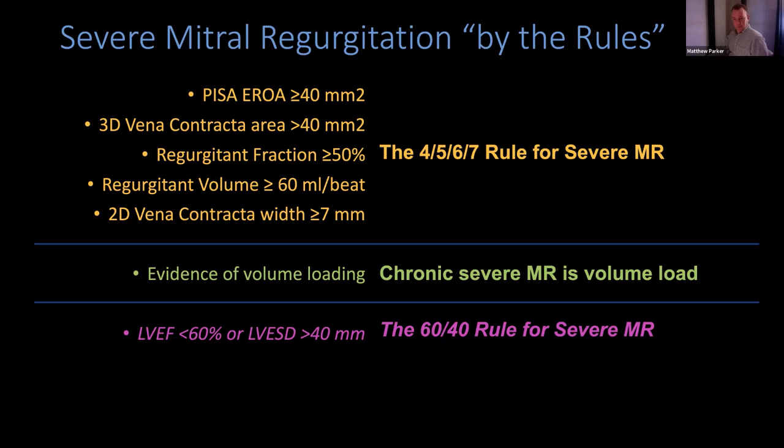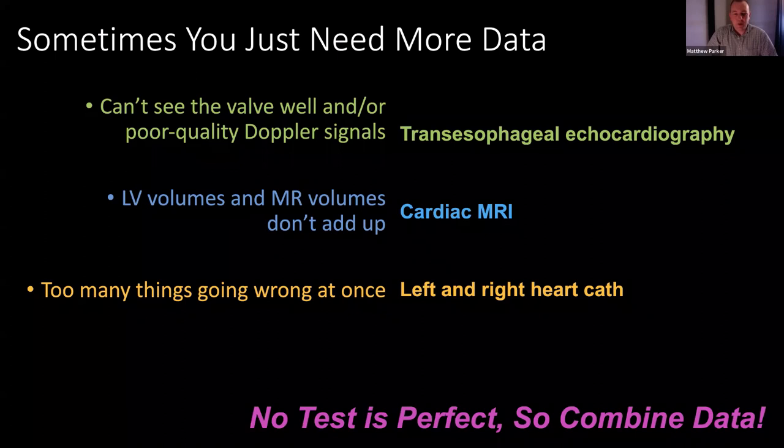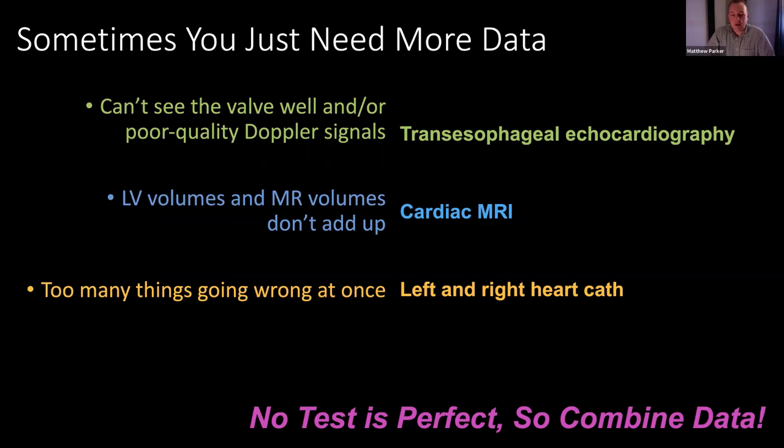So sometimes we just can't know it all. We can't see it all. And if we're being honest, none of our patients read the textbook, so almost none of them have all of those things that line up. So sometimes you need more data. If you can't see the valve well, or if you've got poor quality Doppler signals, transesophageal echo.